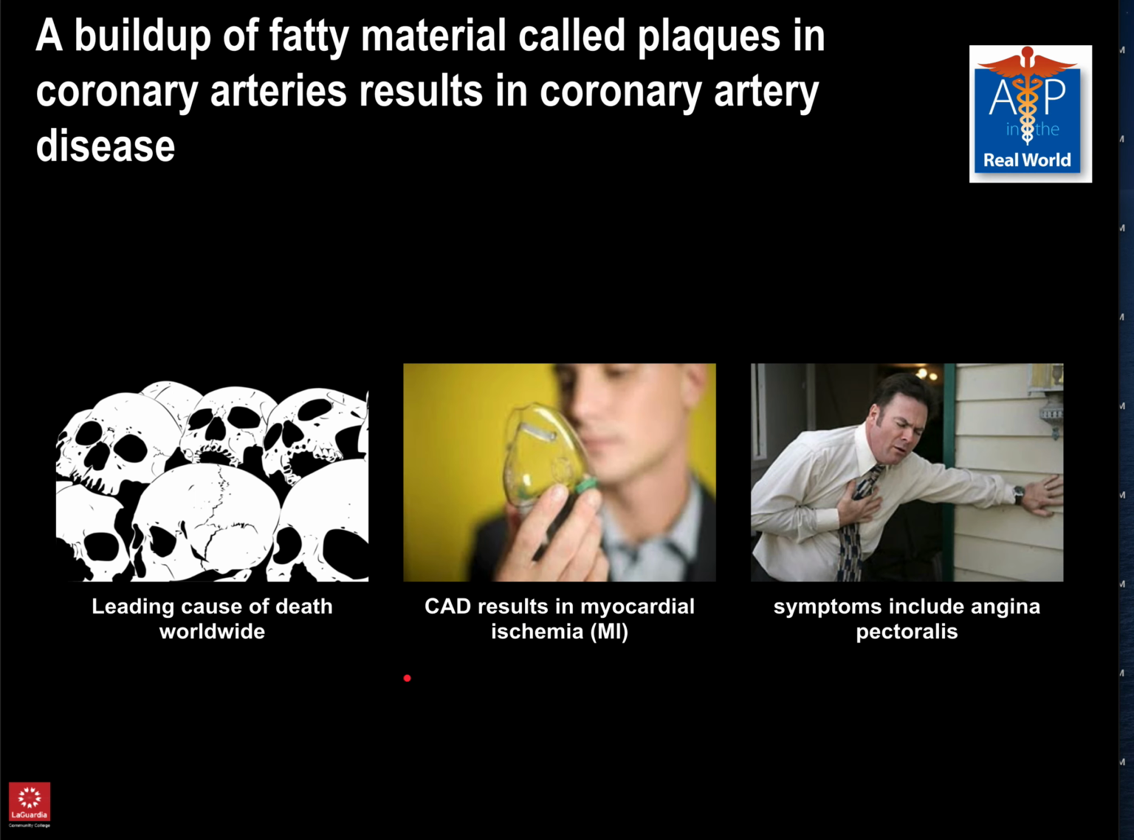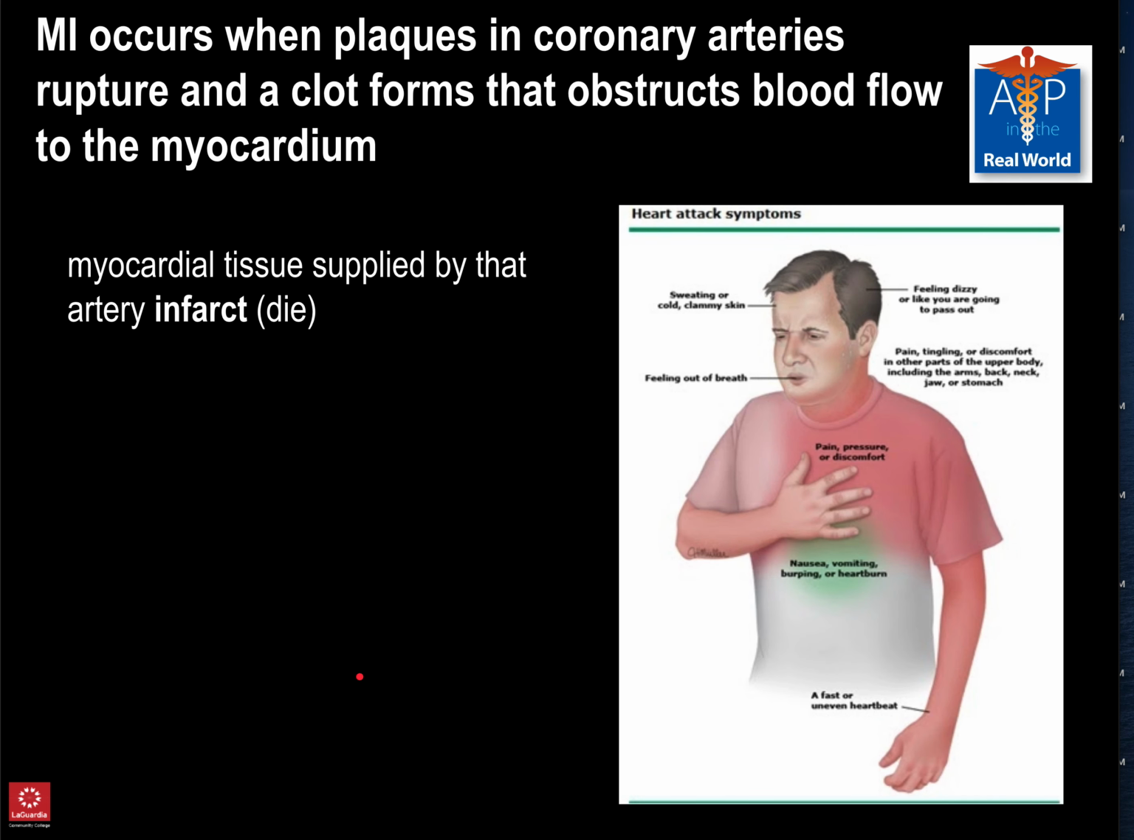So a buildup of fatty material called plaques in coronary arteries results in coronary artery disease. It's actually the leading cause of death worldwide, and coronary artery disease results in myocardial ischemia, and the symptoms include angina pectoralis, or chest pain. So MI occurs when the plaques in the coronary arteries rupture and a clot forms that obstructs blood flow to the myocardium. The myocardial tissue supplied by that artery will infarct, or die. And you can see the symptoms of the heart attack. Of course, these slides are already posted on your Blackboard, so I'm not going to go over those.